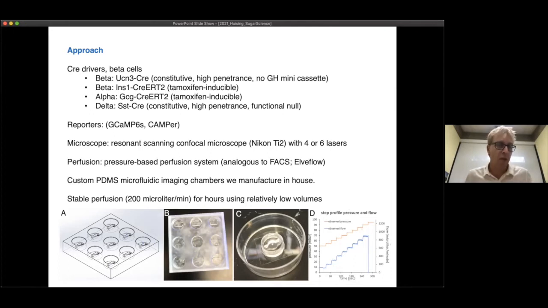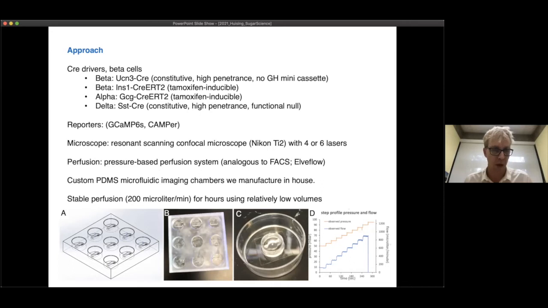And then we've done most of the imaging that I've shown you today with the GCaMP6 calcium sensor and the cAMPER sensor. And as I said, we use a resonance scanning confocal microscope with 4 or 6 lasers, depending on what reporters we use. We perfuse with a pressure-based system. Essentially, it works just like a flow cytometer, where you pressurize the contents of your tube that then get pushed into some microfluidic tubing and flown over a little valve that you can control to basically switch between different channels. We have up to 11 channels on the system. It's a commercial system from a European company called Elveflow, and it's been really helpful to us.